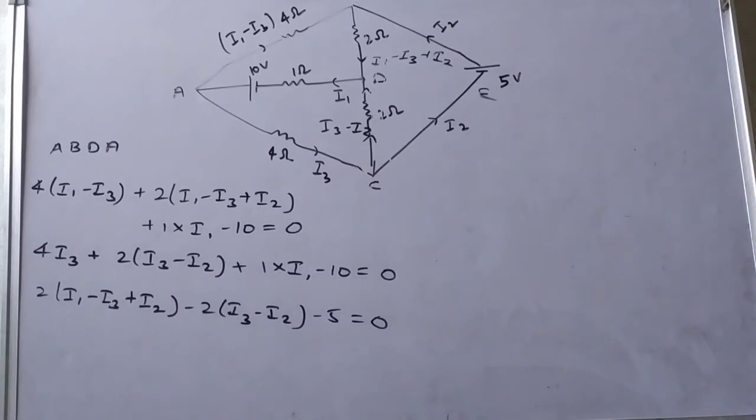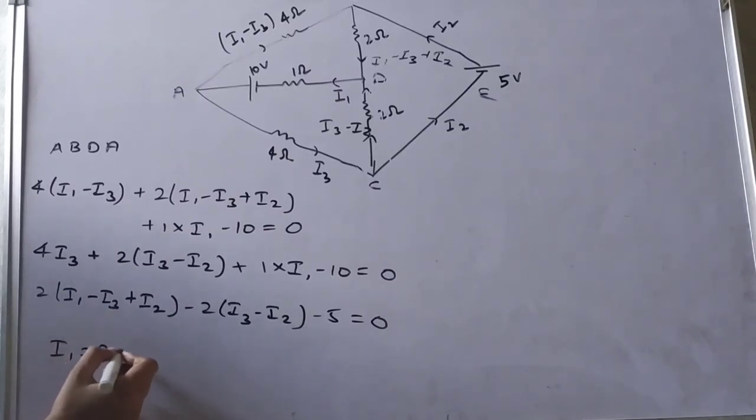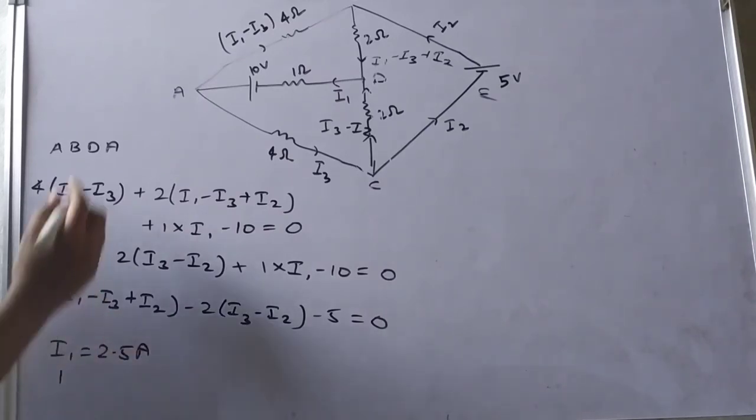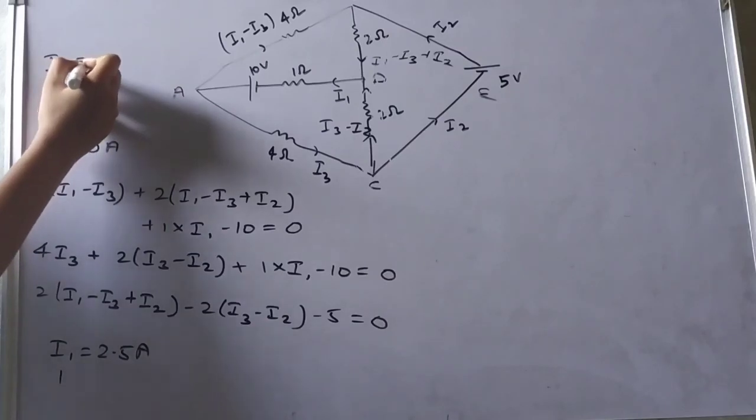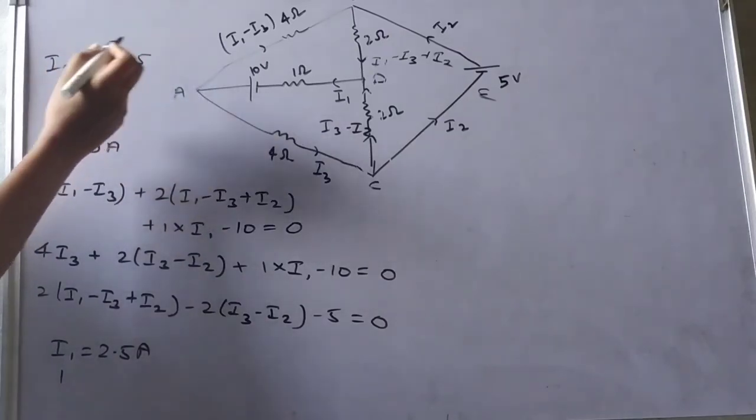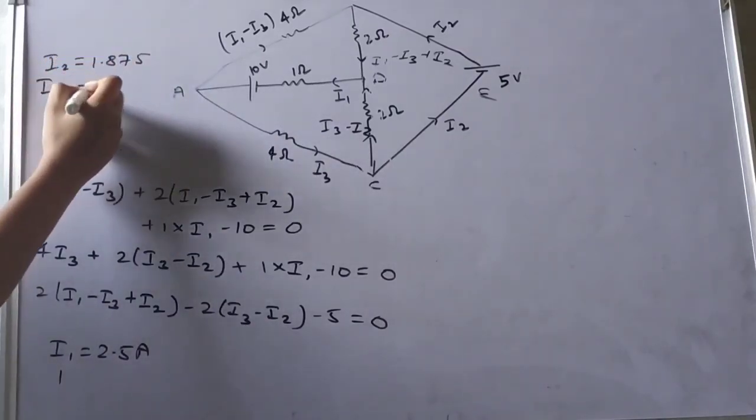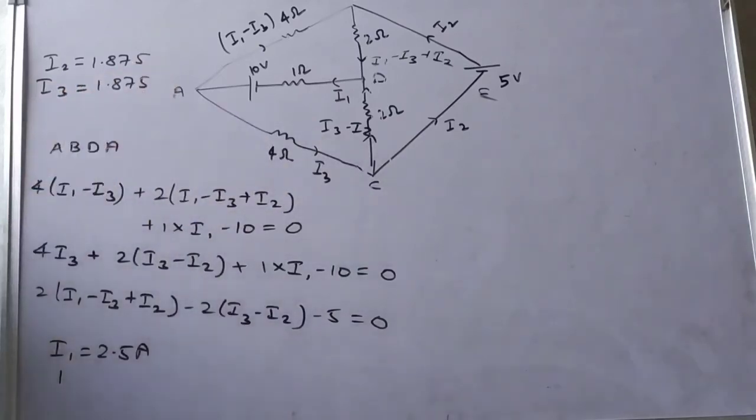And when we solve these equations, it comes out to be I1 equal to 2.5 ampere, okay, and I2 will be equal to 1.875 ampere, and I3 will also be equal to 1.875 ampere.